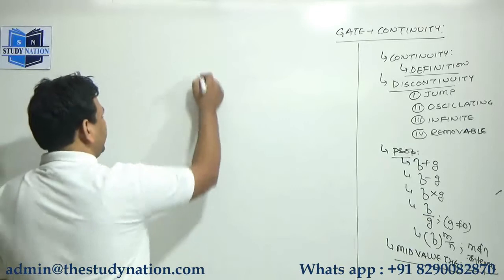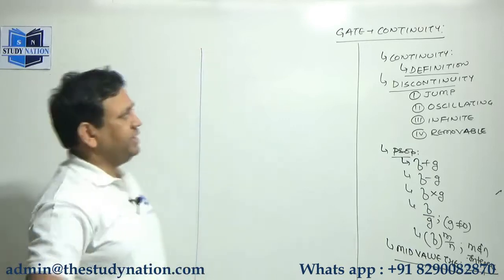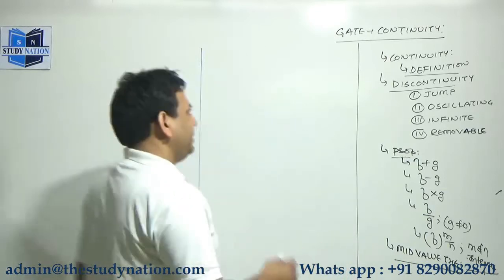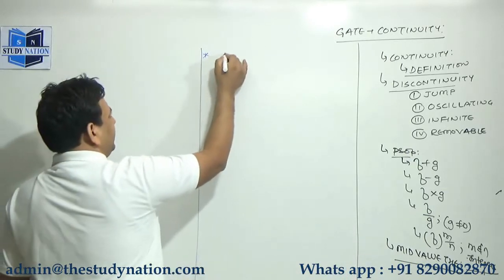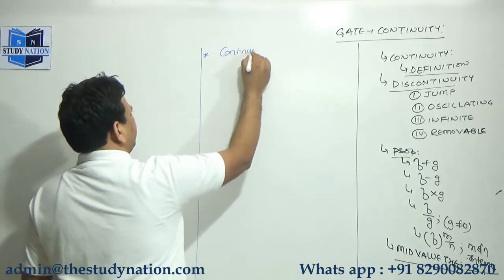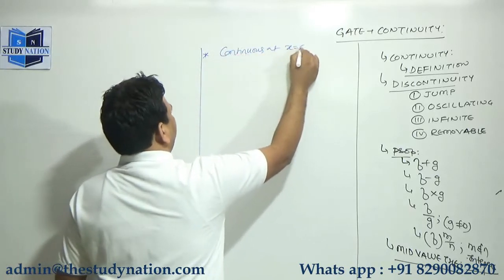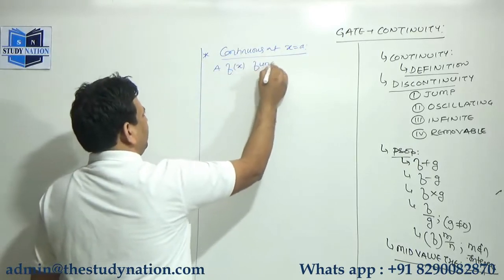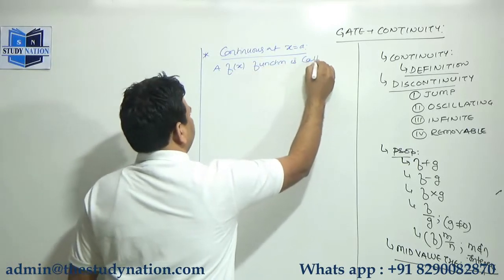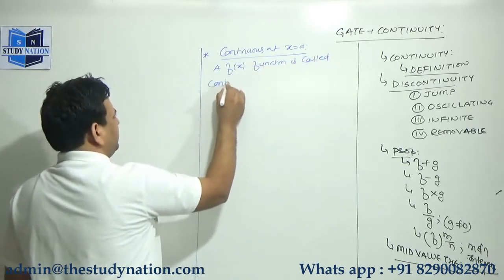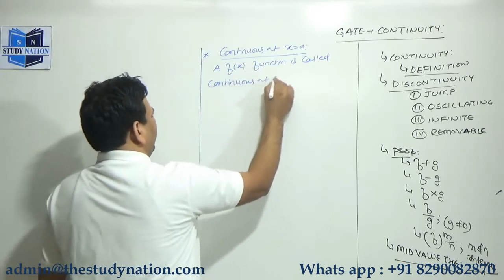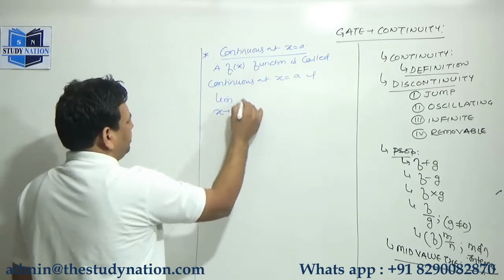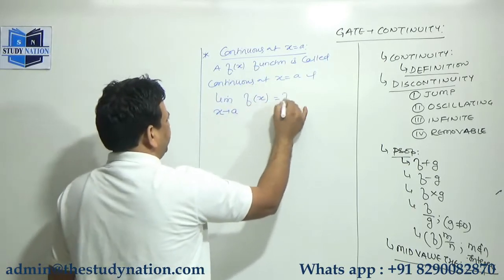So let's first define. If I say continuity, continuity means continuous. There is no break. So let's see what is the meaning. We will say a function is called continuous at x equal to a if the limit as x goes to a of f(x) is equal to f(a).